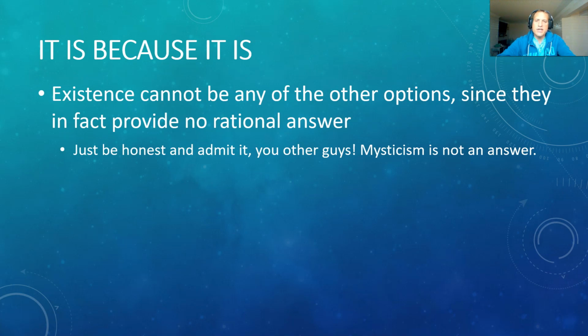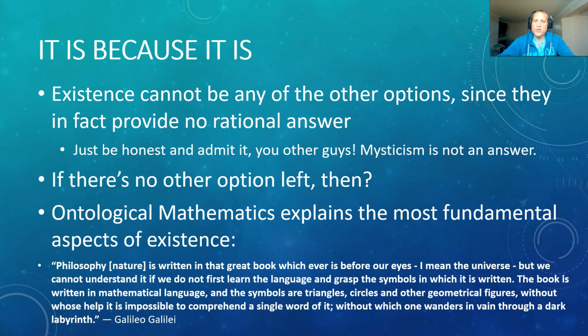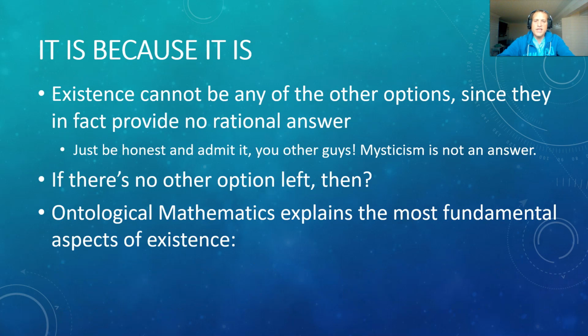But ultimately, come on, can we not get these fellows to admit that something mystical or something that requires faith is not actually a rational answer? It's just something that you have to accept, right? So we want to go beyond that. We want to understand fully what it is. So if there's no other option left, then ontological mathematics explains the most fundamental aspects of existence.